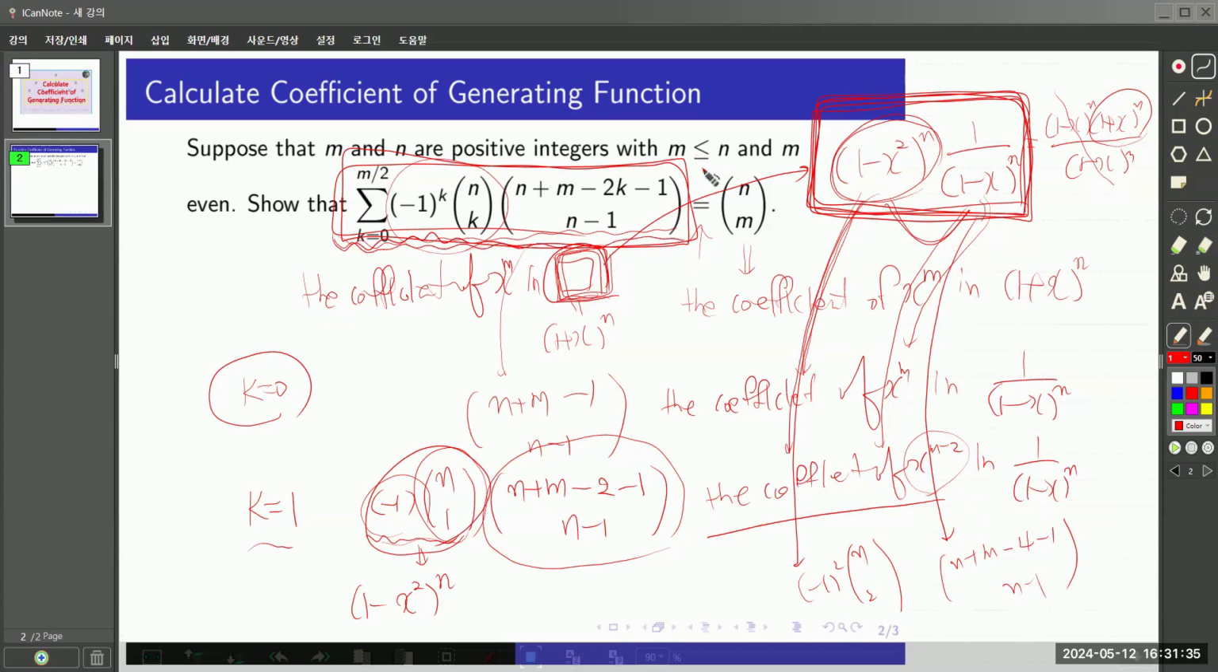So that's why this equality holds. The left-hand side actually calculates the coefficient of x to the m in this function, the product of those two. And the right-hand side is the coefficient of x to the m in this binomial expansion. You can see those two are equal. That's why we can have this equality.